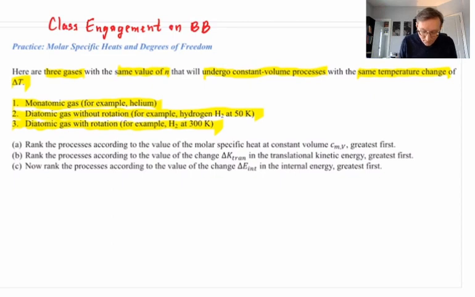All right, A. Rank the processes 1, 2, and 3 according to the molar specific heat at constant volume, CmV, greatest first. B. Rank the processes according to the value of the change in the translational kinetic energy, delta K trans, greatest first. And lastly, rank the processes according to the value of the change in the internal energy, delta E internal, greatest first. Those are the 3 questions for this class engagement. And then we'll have a class video where we will apply these ideas. But that's all for this video.